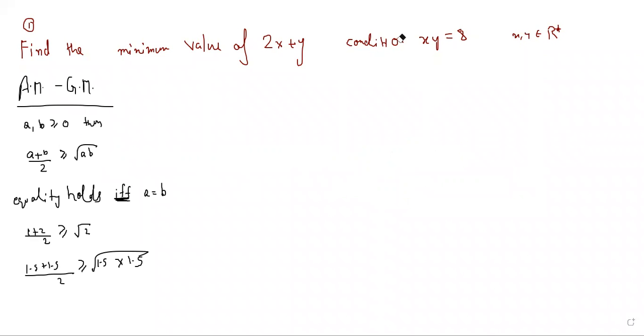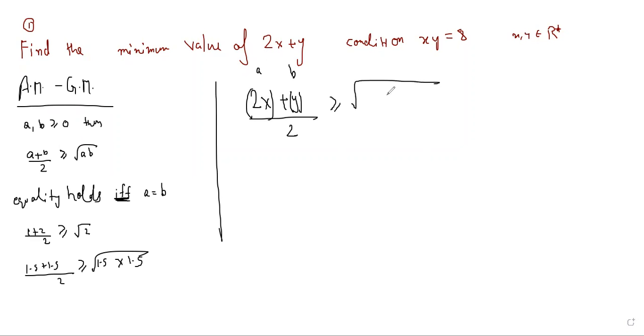So if you're going to naively apply it, what do we get? We have 2x plus y. This was obviously the AM kind of thing, right? So this divided by 2, this is my A. Since we are doing this for the first time, let's write everything clearly. This is B. And this is bigger than or equal to square root of A times B, square root of 2x times y. You agree? This is just the AM-GM, right?